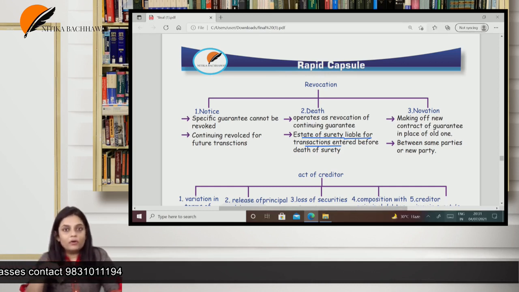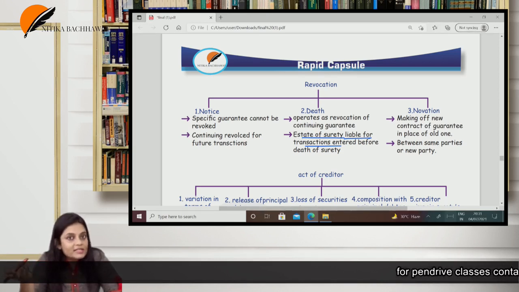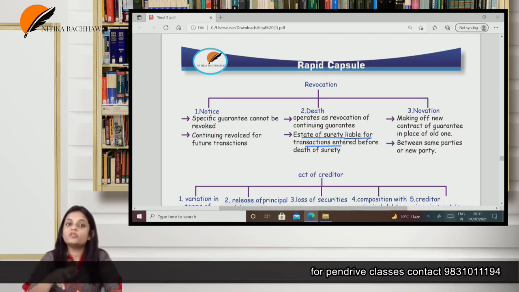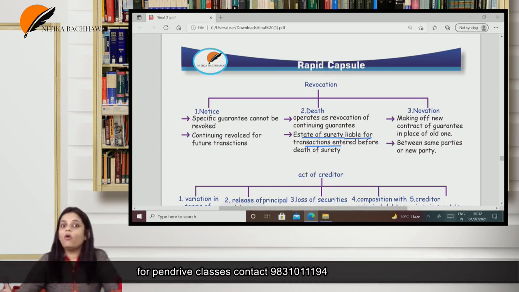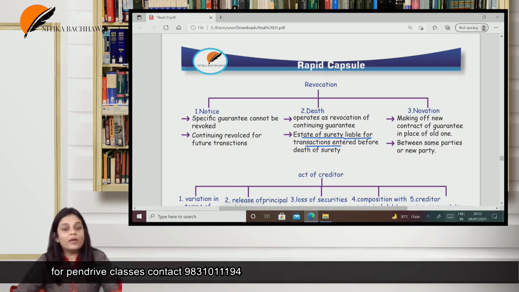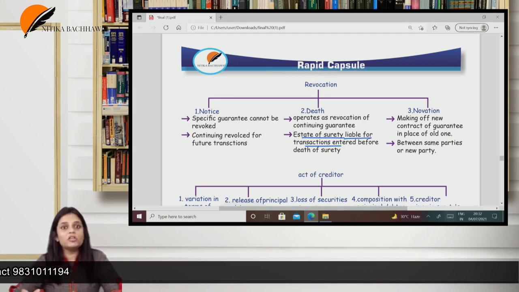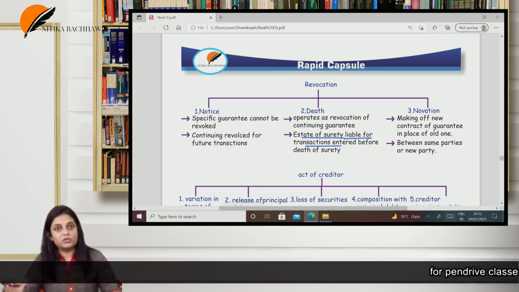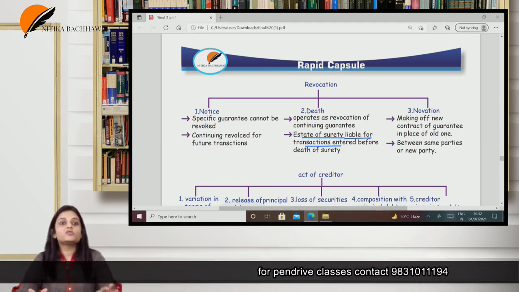So similarly here also, continuing guarantee, if the surety is dead, the guarantee is revoked for the future transactions. For the past transactions, his estate will be liable. Similarly, for specific guarantee, obviously it cannot be revoked. However, his estate will be liable. Novation means substituting a new contract for an old one. So we are making a new contract in place of the old one.